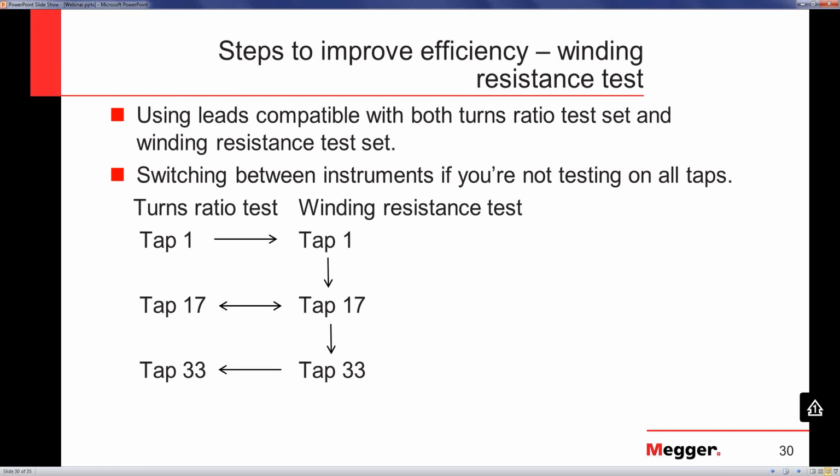Just make the connection at the start of the test, and you're able to do both tests without having to climb up and down the transformer. So it saves a lot of time.